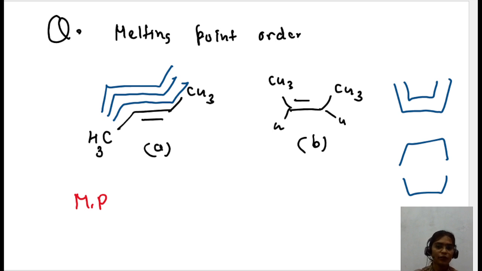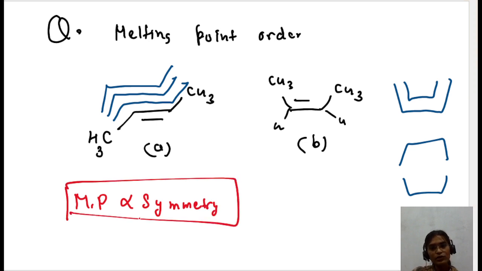Although your explanation is right, the answer is wrong, right? So melting point is directly proportional to the symmetrical arrangement, or you can say symmetry. Symmetry is the important point here. Symmetry plays an important role there. That's it, this is all for this case. Okay, let's continue further.